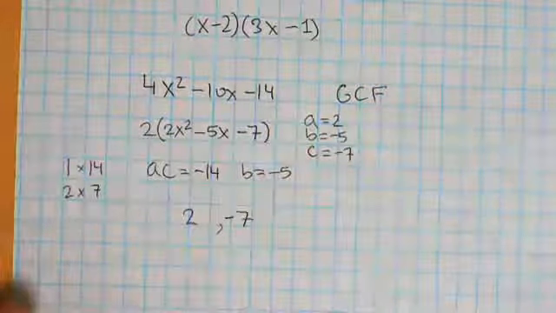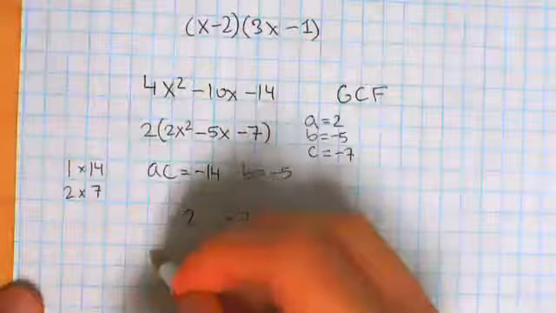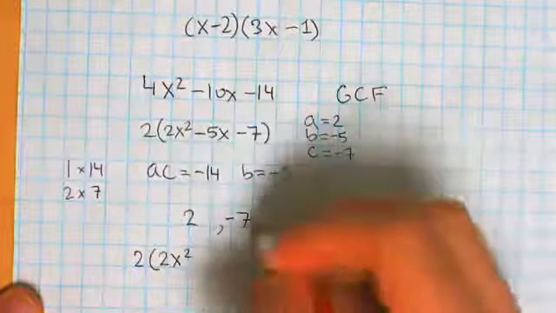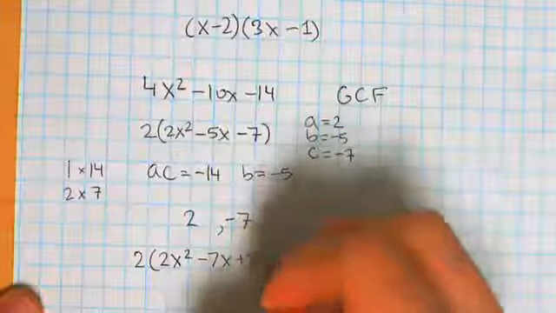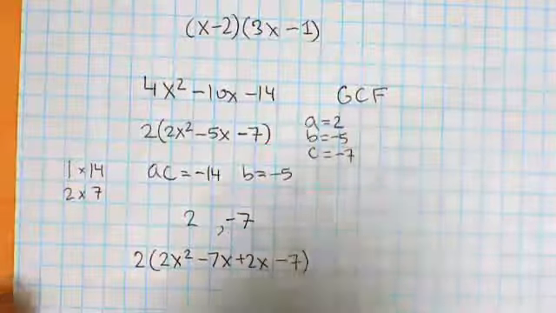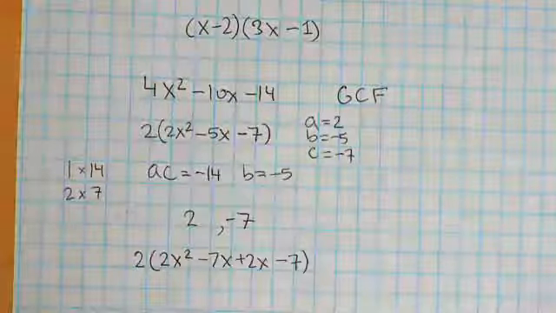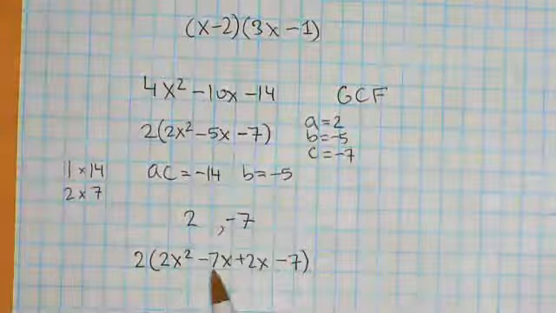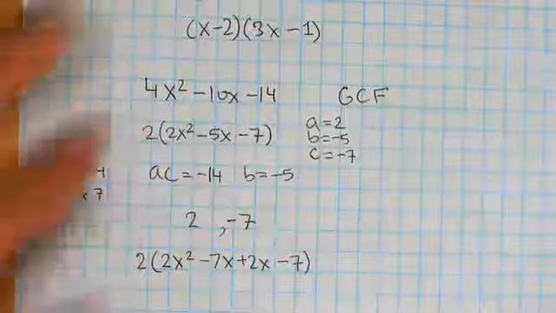Now what we can do is split up our x term right here. I'm going to have 2x squared still, and then we're going to have minus 7x, and then we have plus 2x, and finally, minus 7. So as I'm sure you can see here, -7x and 2x add together to make -5x. So it checks out. These two things are equal, so we're good.